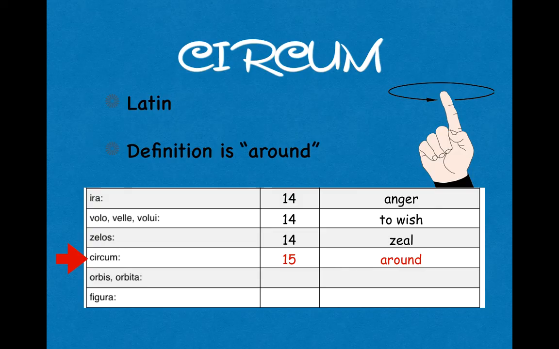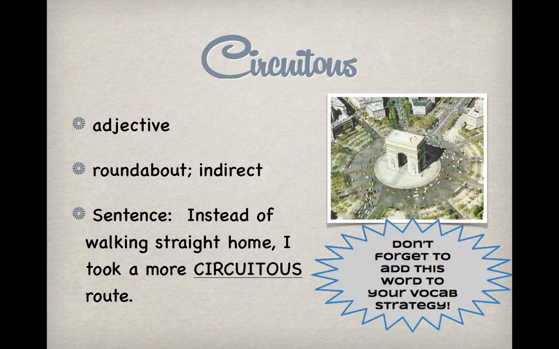The first root that we're learning today is circum, and it means around. Please add this root's definition to your root card. We're going to look at 3 different words that use this root, and the first is circuitous. This is an adjective, and it means roundabout or indirect.